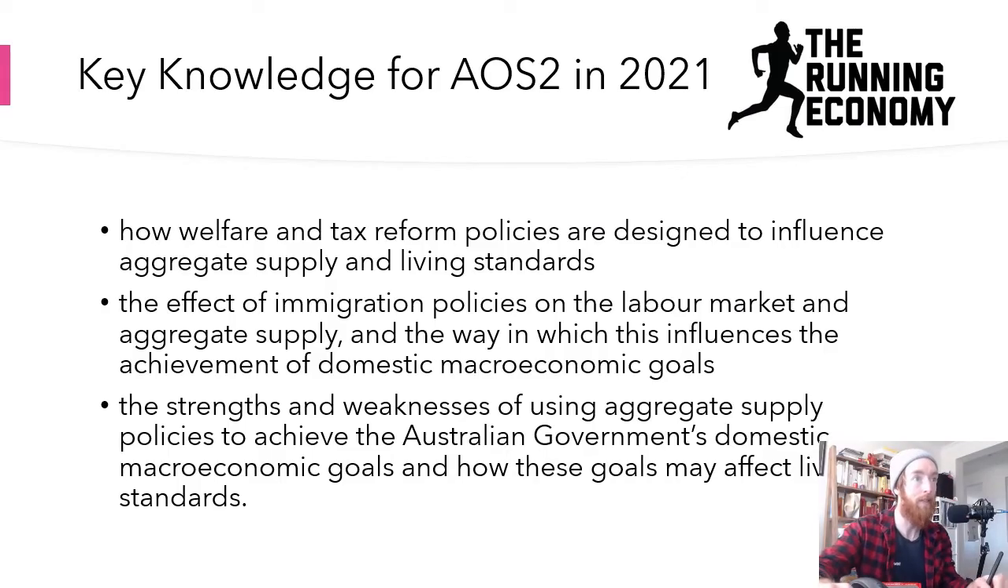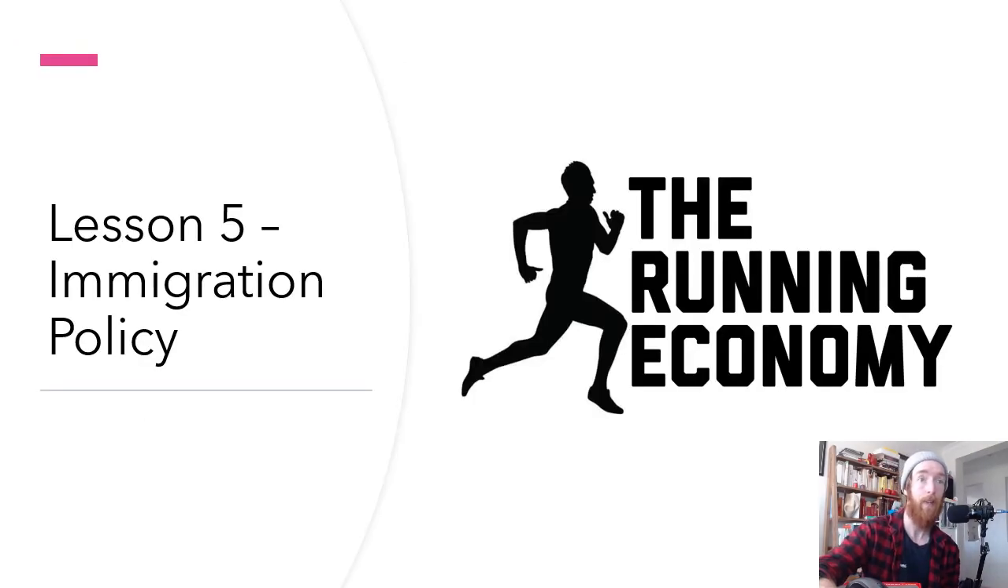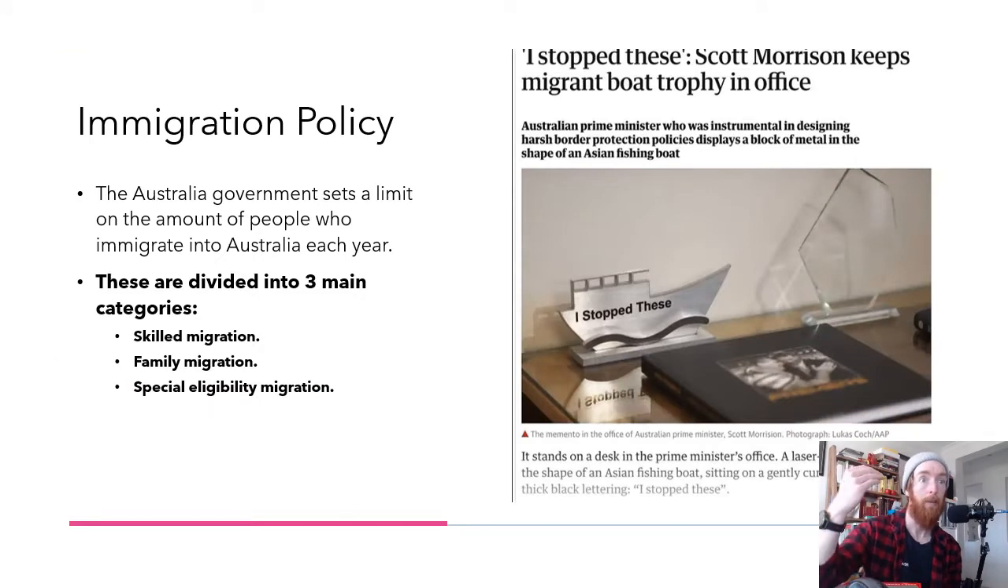So we're going to be talking about the effective immigration policies on the labour market and aggregate supply, and the way in which this influences the achievement of the domestic macroeconomic goals. So let's go for it. Lesson 5, immigration policy. So what is immigration policy?